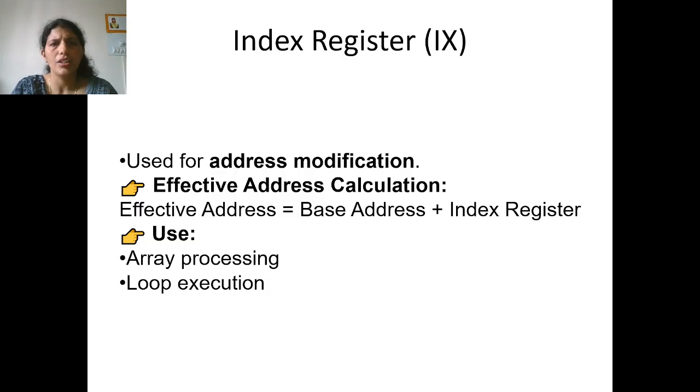Next is the index register, used for address modification. Effective address calculation is the main point in this register. How do we calculate where we have to go, where your data is stored? Effective address is equal to base address plus the index register. Base is from where the instruction has started, and the index register points to the location where your actual data is stored. It is used in array processing and loop execution.